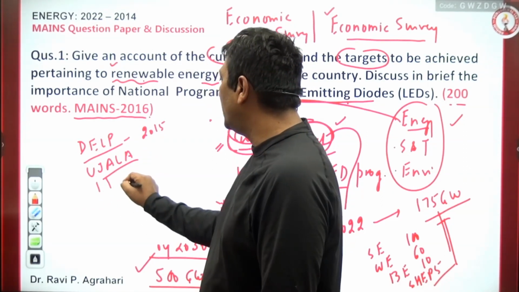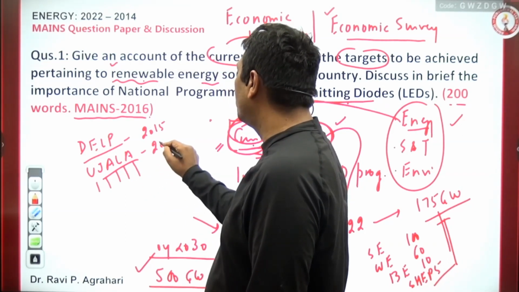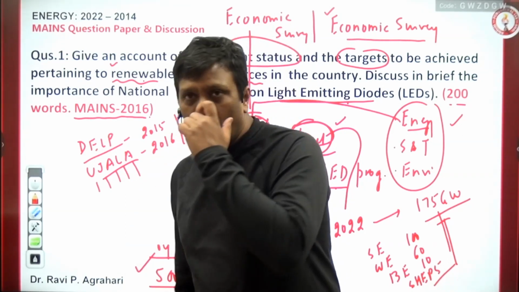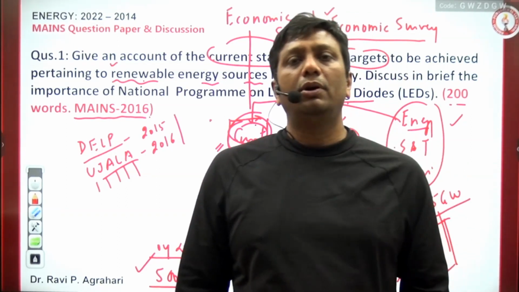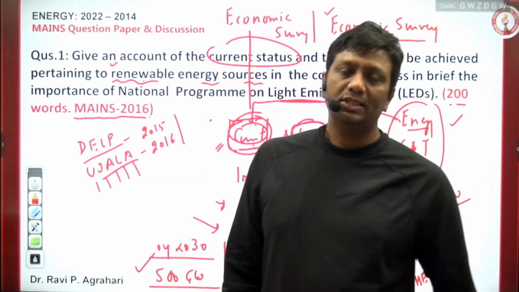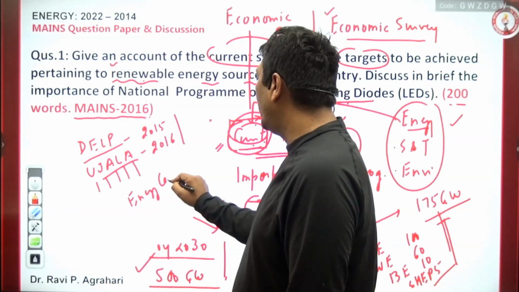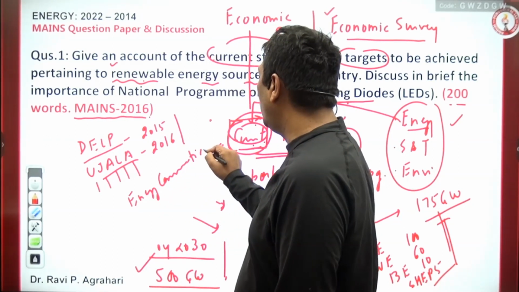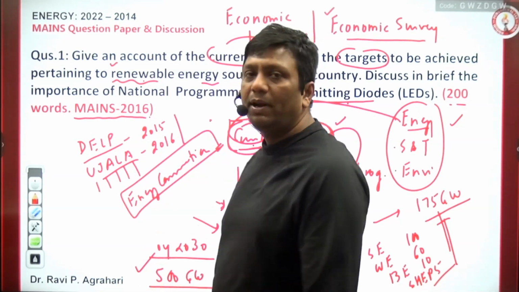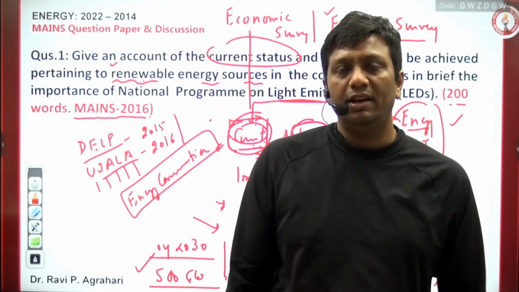Ujala: Unnat Jyoti by Affordable LEDs for All. This program came in 2016. Now what was the importance? The main purpose was energy conservation. A lot of energy we can save here in place of an incandescent bulb and CFL.